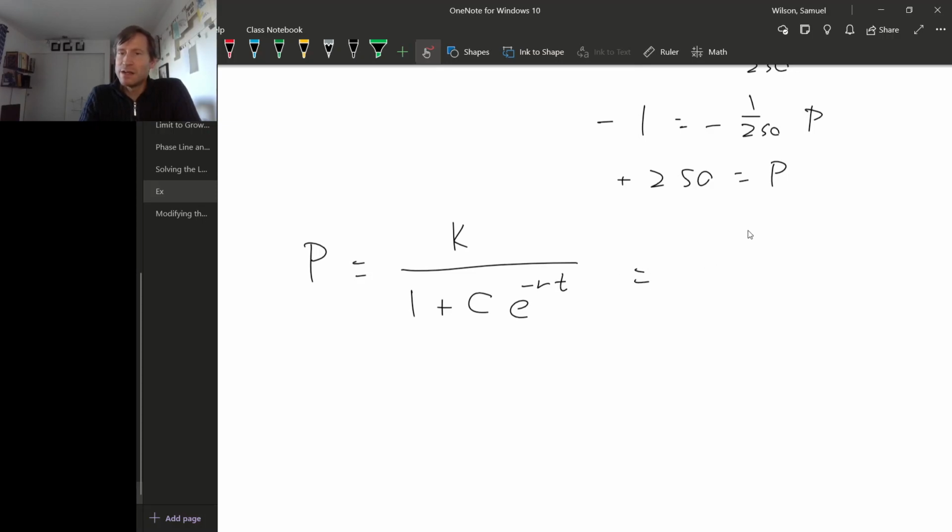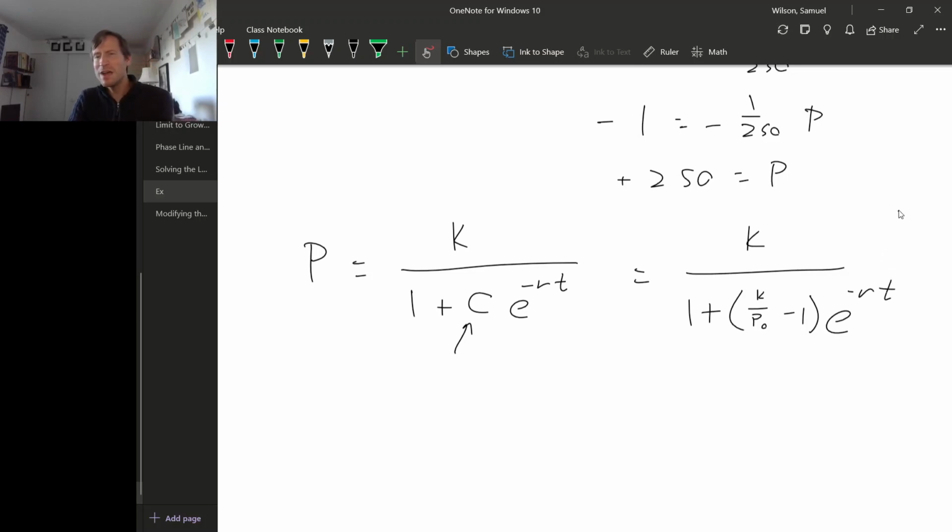Or another way to write it, right here, this constant is not the initial population, but it's somehow related to the initial population. Another way to write it was k over 1 plus k over the initial population minus 1 times e to the minus rt. So in this way of writing it, this stuff in parentheses, that's c. But this way of writing it makes it explicit how the initial population shows up in the solution for the entire differential equation.